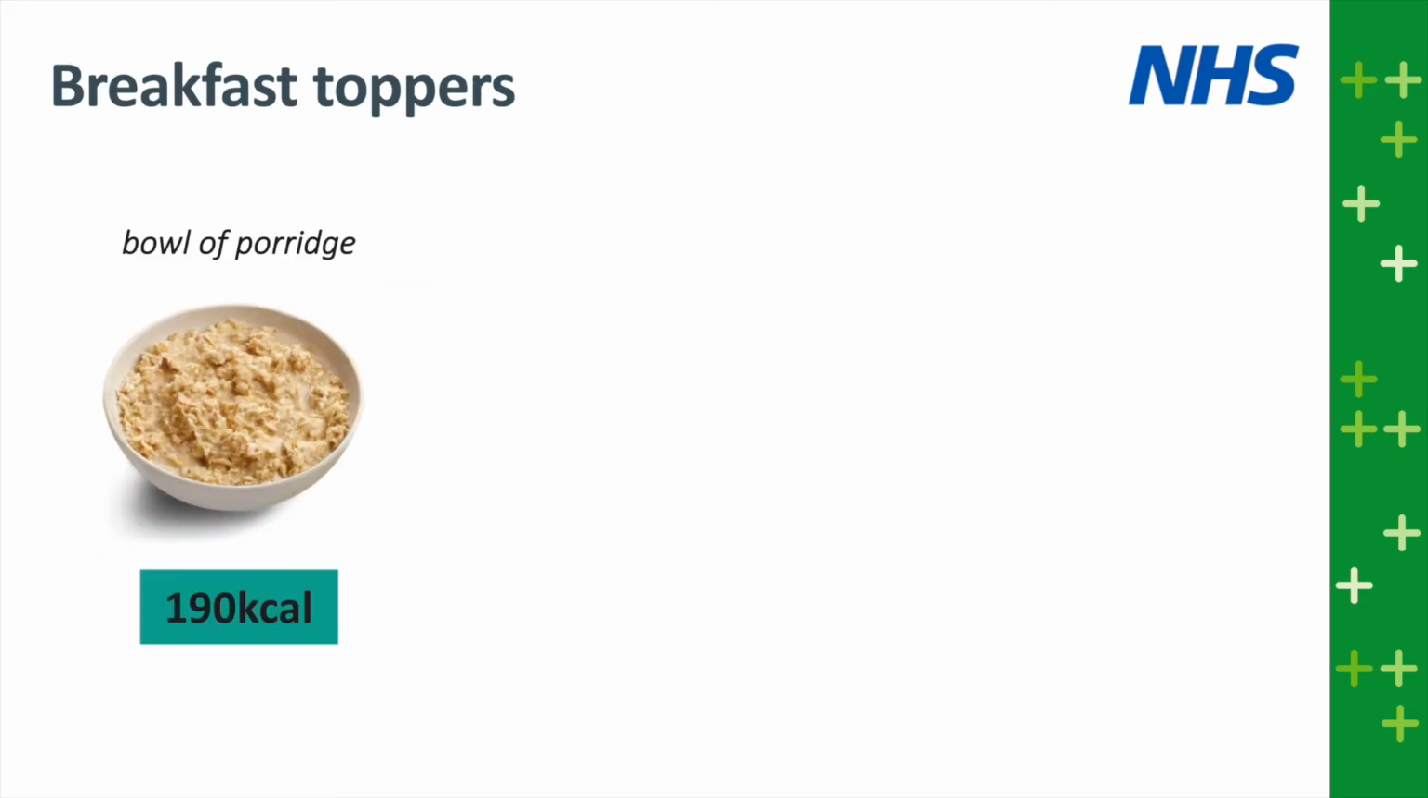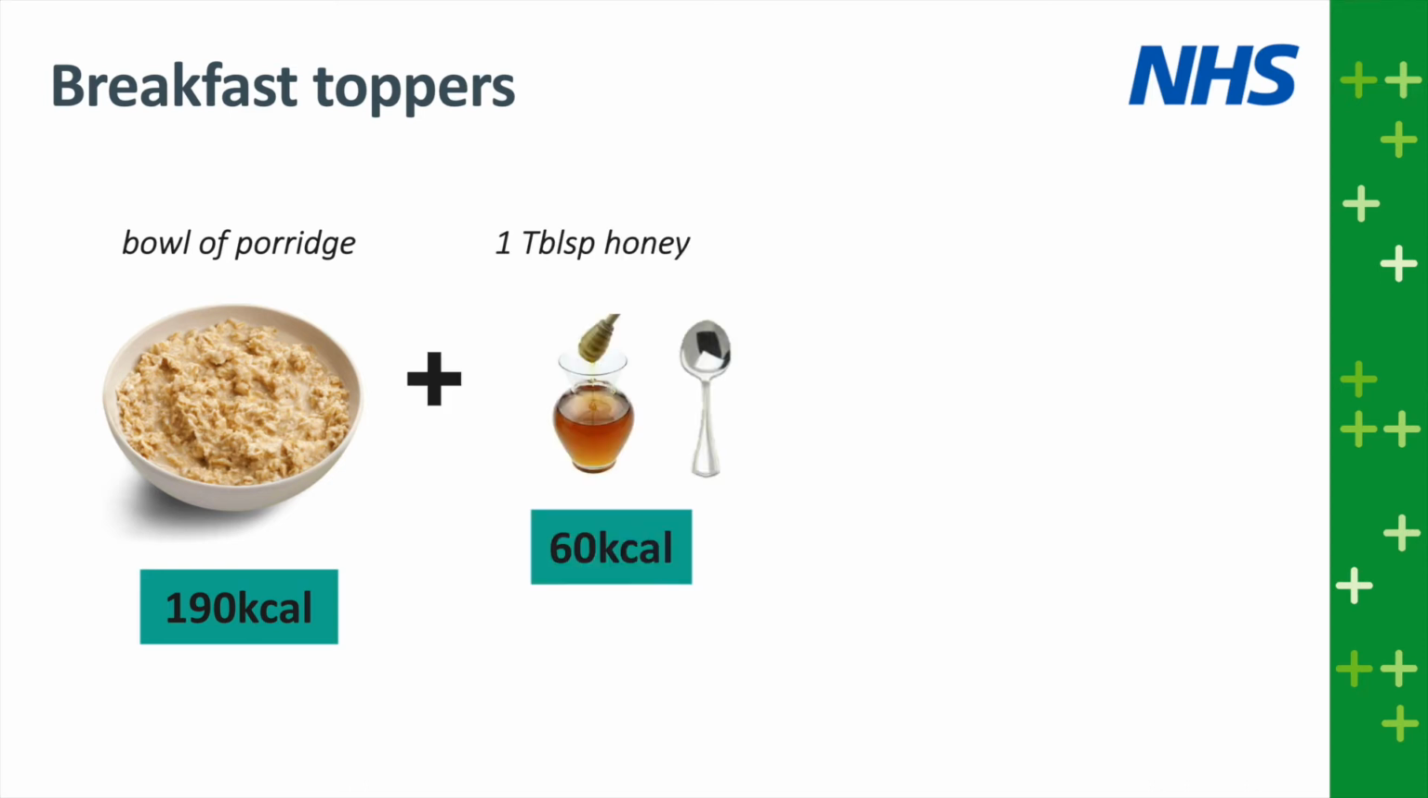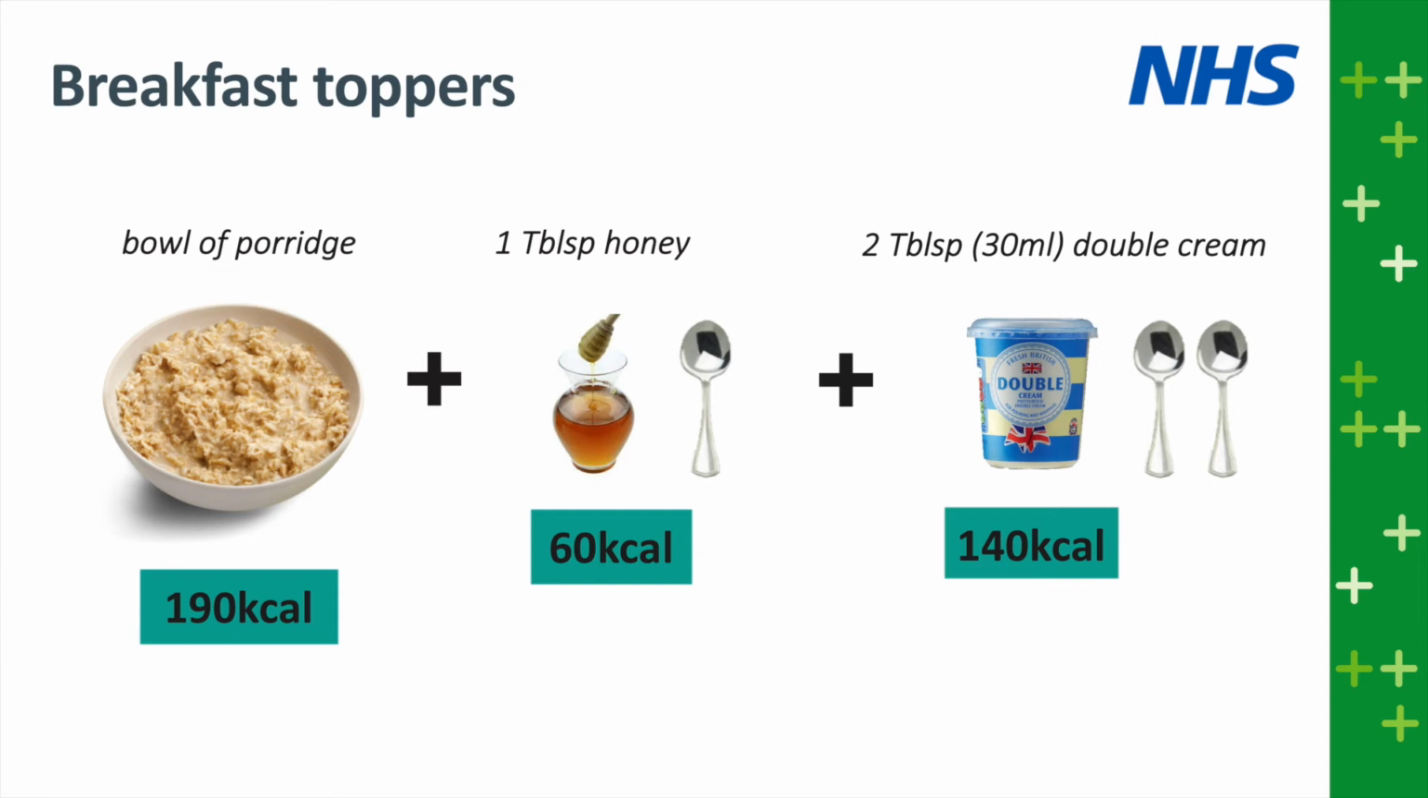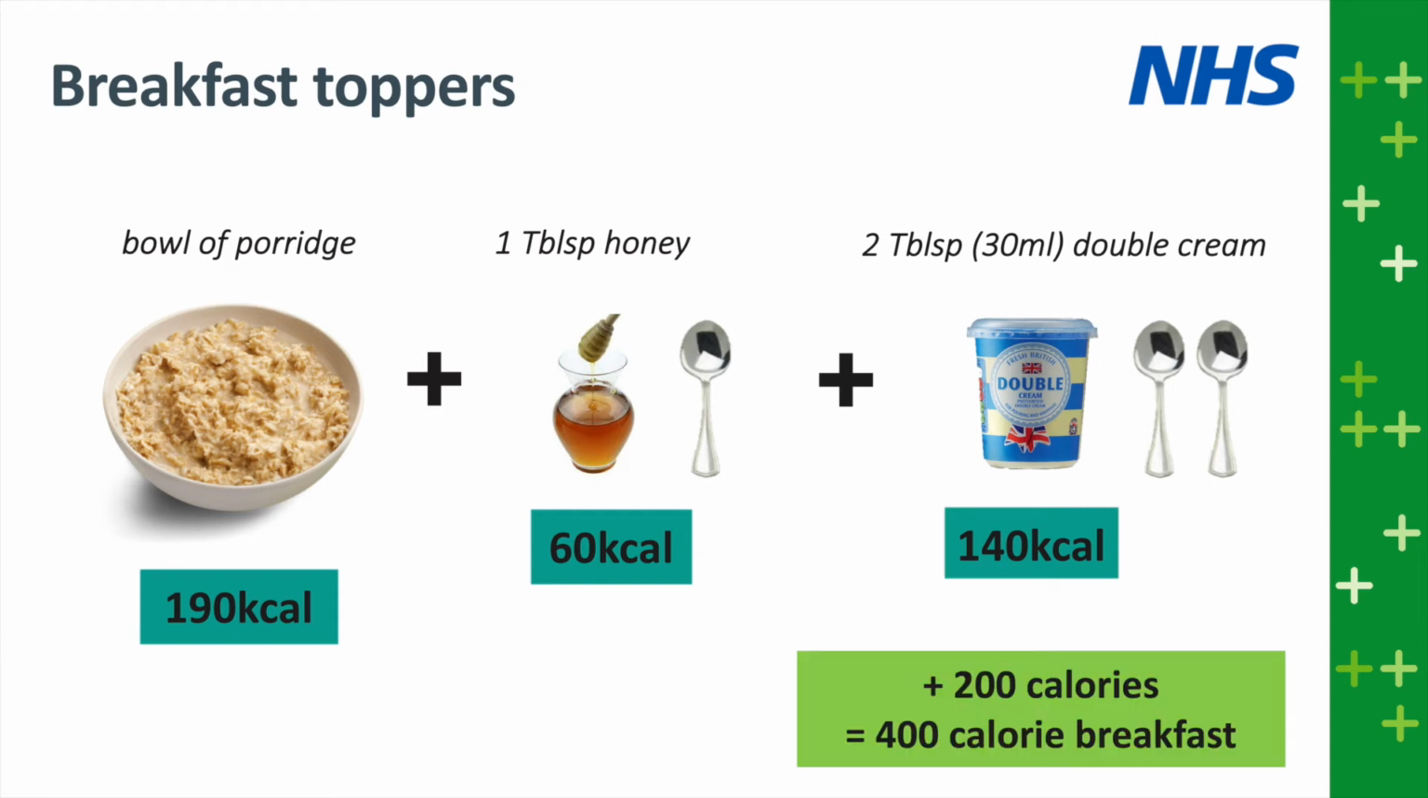So, just to go through an example of how you could use these toppers. If you take a bowl of porridge, which you may have for breakfast, and add a tablespoon of honey, which provides an extra 60 calories, as well as mix in a couple of tablespoons of double cream, which provides about 140 calories, when you combine them together, that bowl of porridge has about an extra 200 calories compared to what it was before.